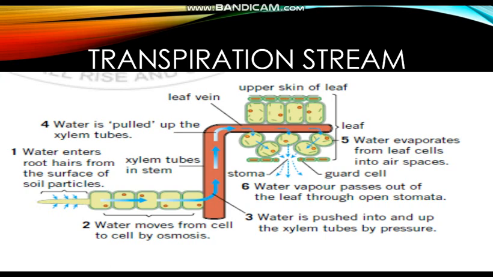Then you can see water will enter the leaf cells. When the leaf cells contain more water, that water will be evaporated and it will enter into the air. When the plant needs more water again, this whole process will take place again. So this is the diagram that shows the transpiration stream.